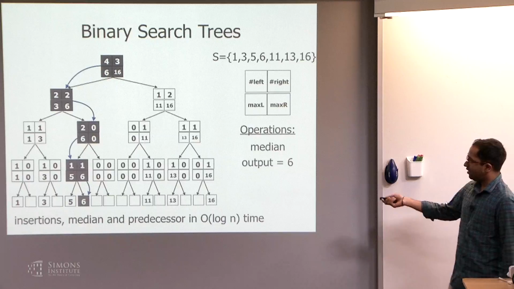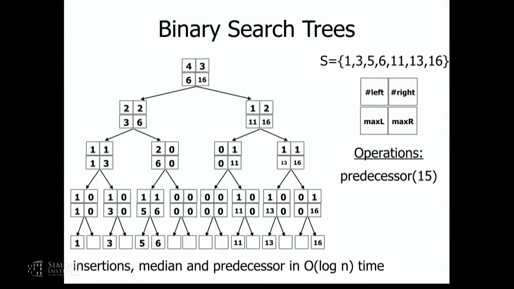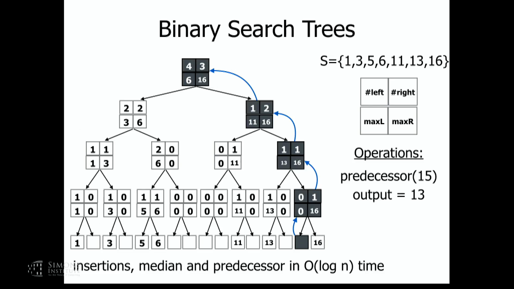And if you'd like to do the predecessor computation, you go to the leaf that corresponds to the element whose predecessor you want to compute, and then walk up to the root and find the node closest to the leaf which has a non-empty left subtree. In this case, it's this particular node, which has 13, and you just output the maximum in that left subtree. Clearly all these operations require order log n time.